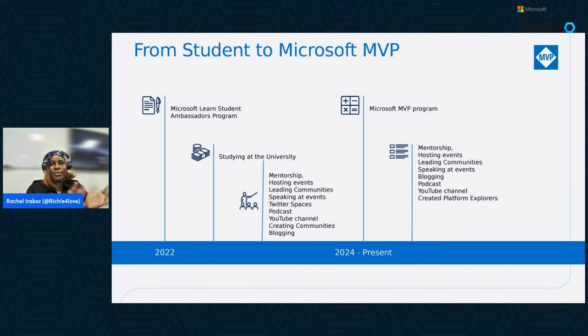So you can see from where I started and where I am right now, it's actually still the same thing I'm doing. I continued blogging, hosting events, and collaborating with different people from different parts of the world. And in 2024, I was nominated to join the Microsoft MVP program, which is totally amazing. Okay, the next slide.